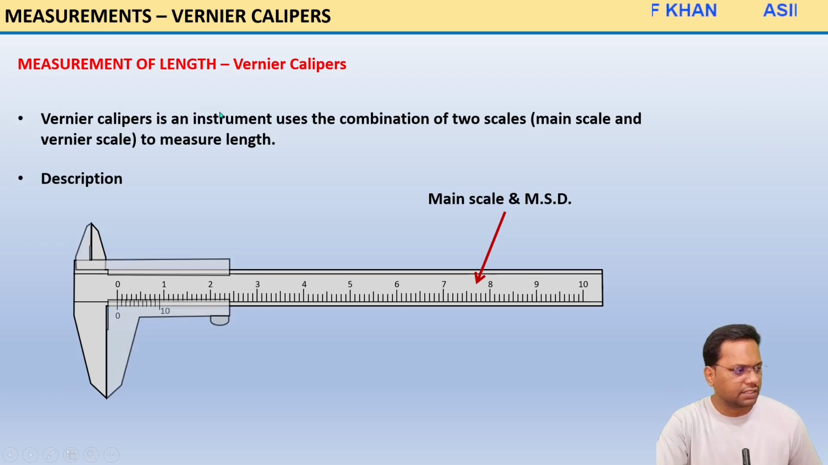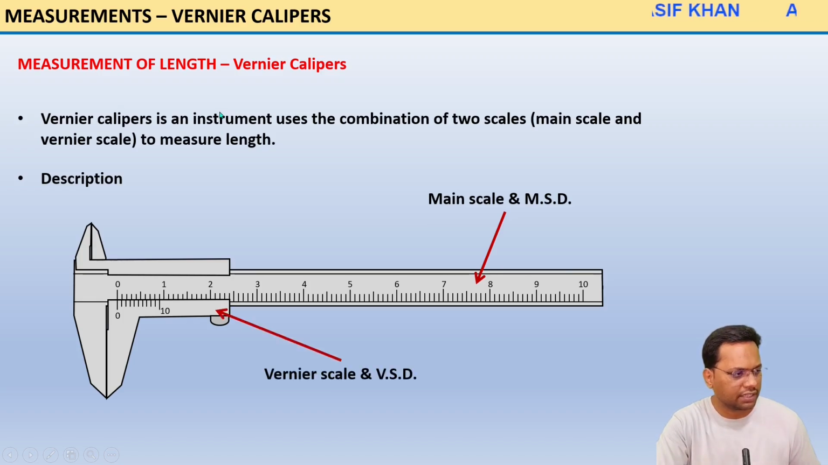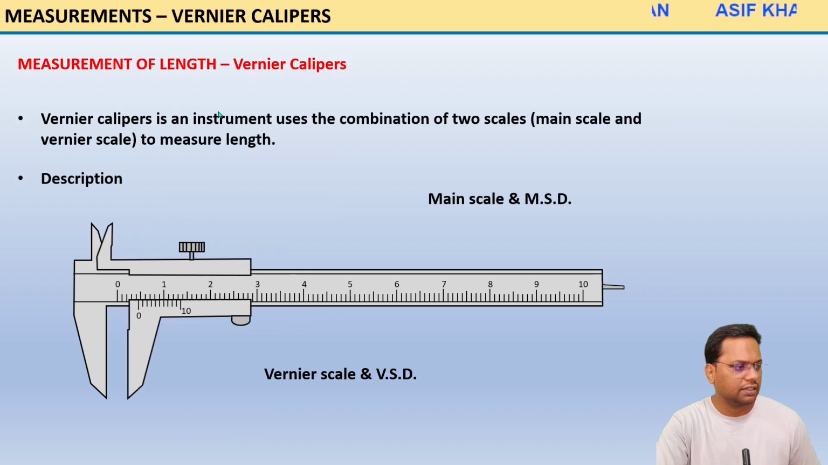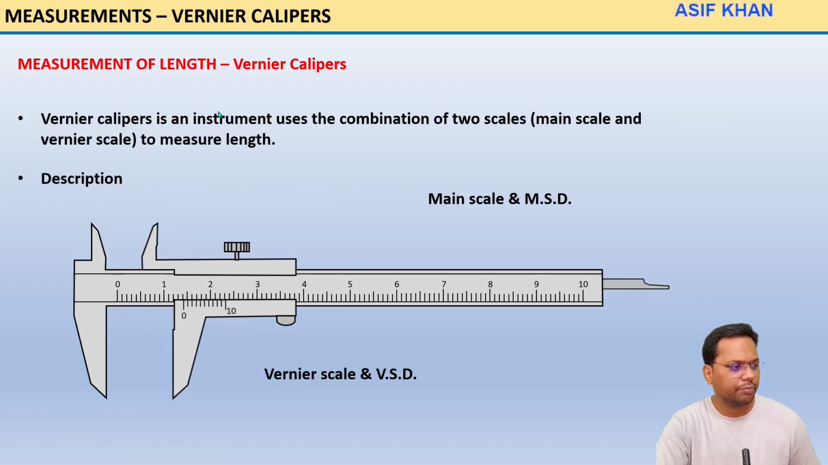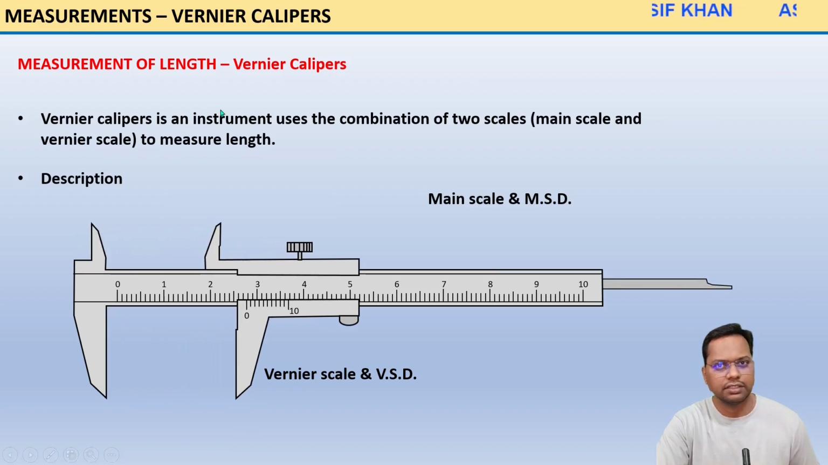They are also indicated by MST. Now the second scale, that is the Vernier scale, which is sliding over the main scale, is called the Vernier scale. And you can see that there are 10 parts on the Vernier scale, and these Vernier scale divisions are also indicated by using VST. And this scale can slide over the main scale. You can see it on the screen.